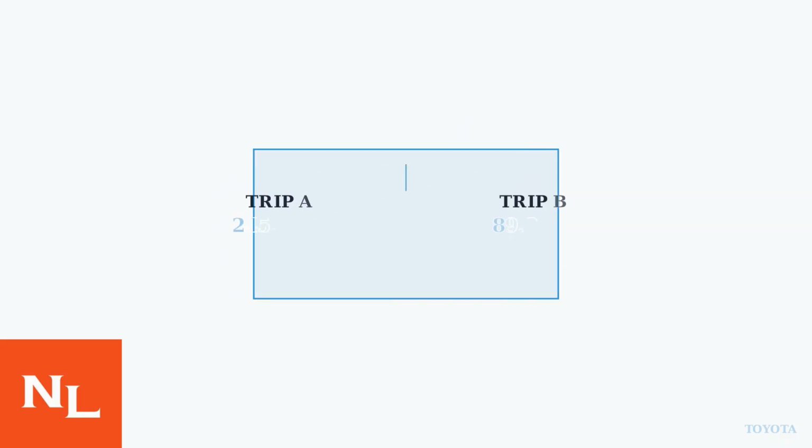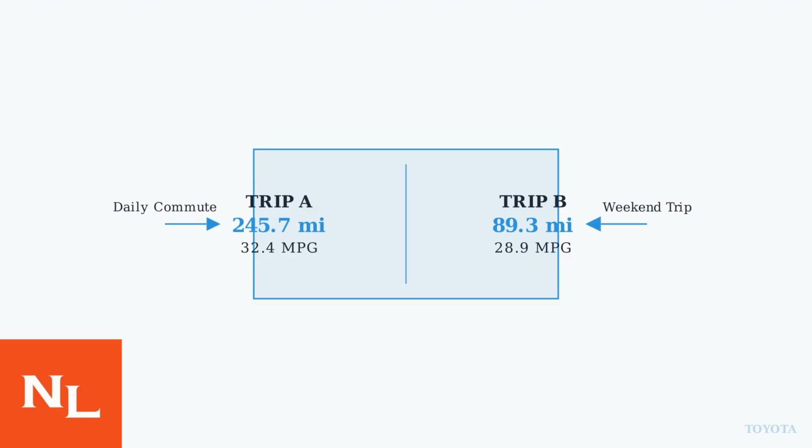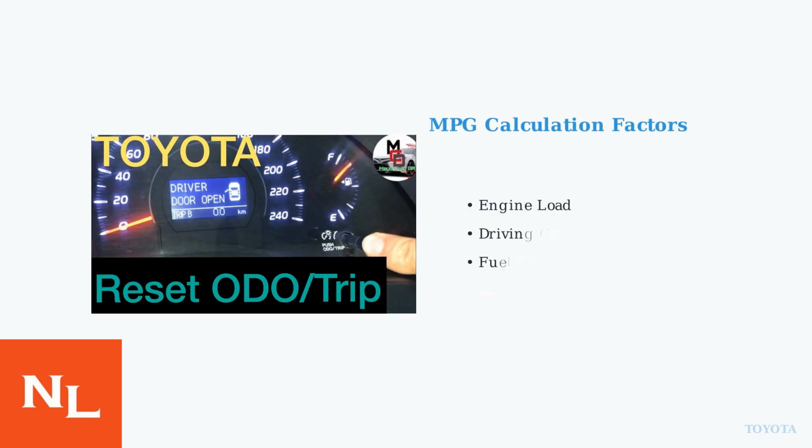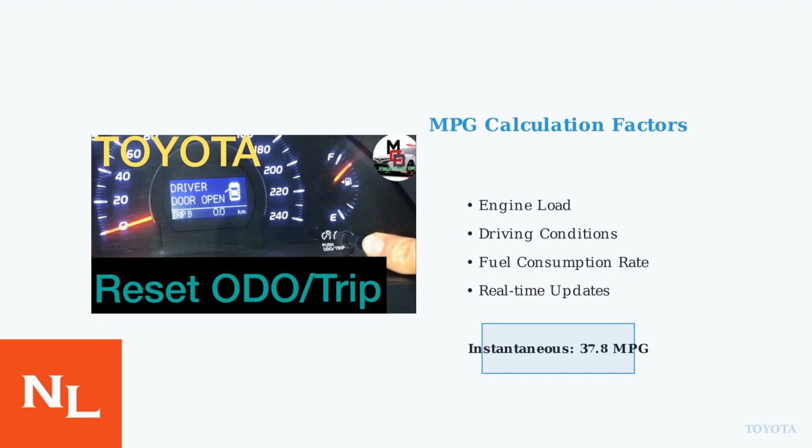Toyota's trip computer system features dual trip meters, Trip A and Trip B, allowing you to track different journey segments simultaneously. This dual system gives you flexibility to monitor multiple trips or compare different driving scenarios. The system calculates average MPG in real time based on engine load, driving conditions, and fuel consumption. It also provides instantaneous MPG readings that update continuously as you drive.